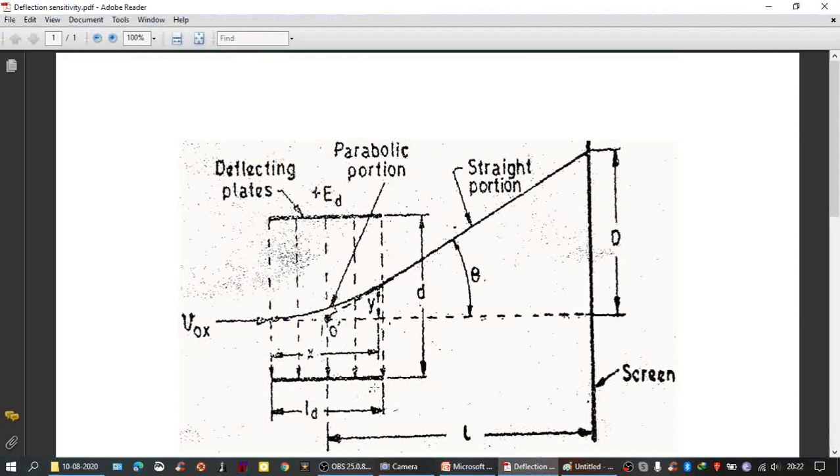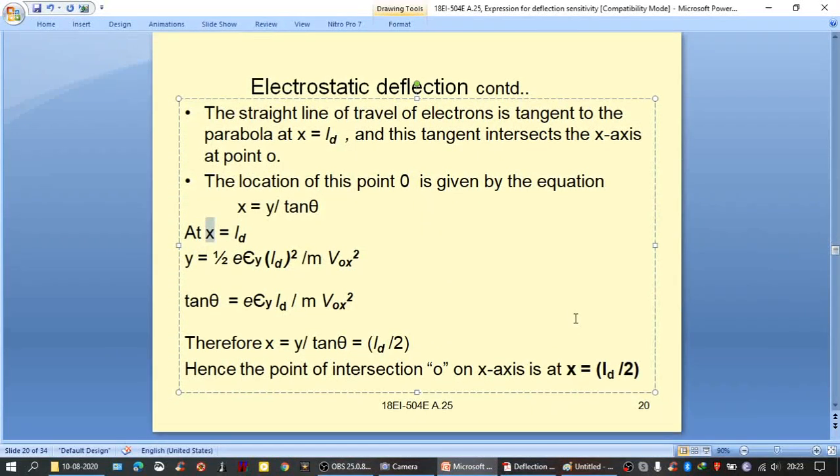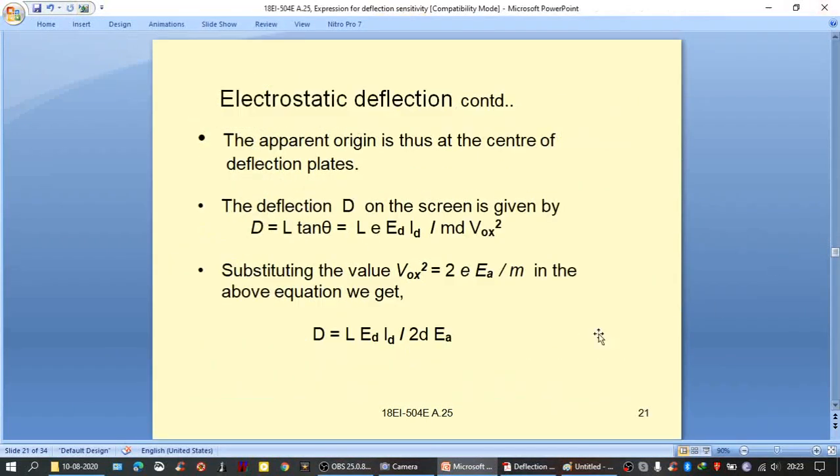LD by 2. This is the total length LD. Now, where exactly would be the LD by 2? LD by 2 would be at the center of the length. So, this is the point of interest. Hence, the point of intersection O on x-axis is at x is equal to LD by 2. Now, the apparent origin is thus at the center of the deflection plates.